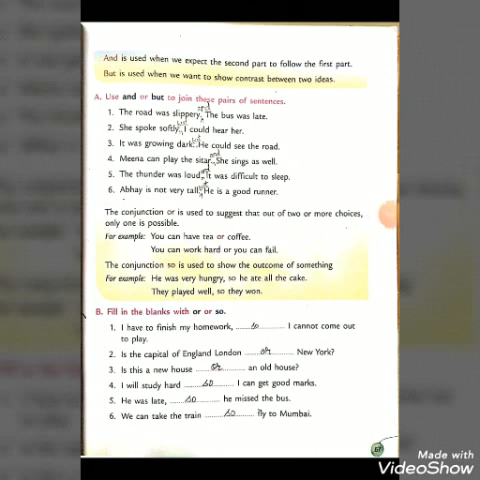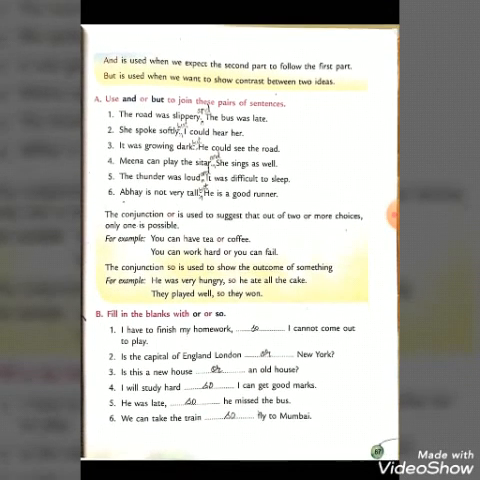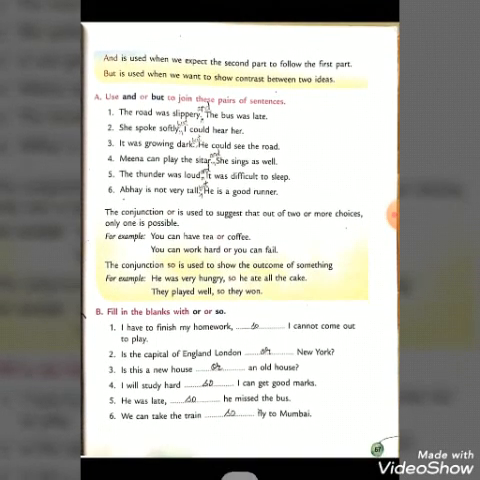Sixth one: Abhay is not tall but he is a good runner. Now here we have used the conjunction "but". Here are two ideas. Which ones? The first one is Abhay is not very tall. The second thing is he is a good runner, but he is a good runner.